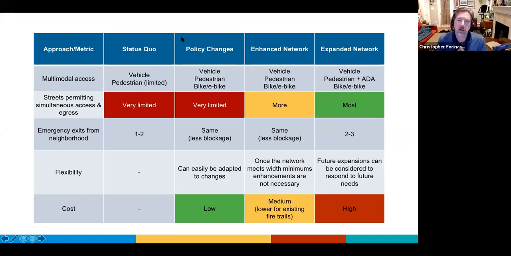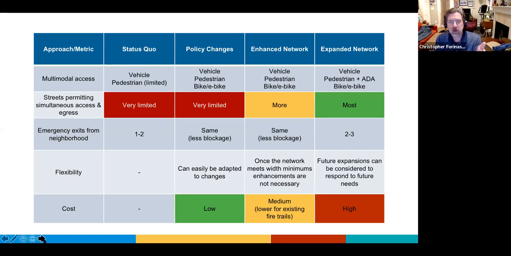status quo being the network that we currently have and the policies that we currently have, and then proceeding to the right, instituting policy changes, such as we discussed about promoting multimodal travel and the uptake of e-bikes, better management of parking, enhanced network here being shorthand for making those tactical smaller changes to the street network, pullouts and other strategic widenings, and the expanded network being increasing the number of connections within and from the network.